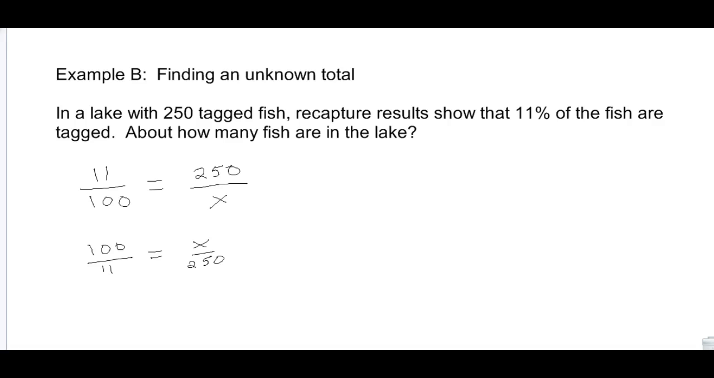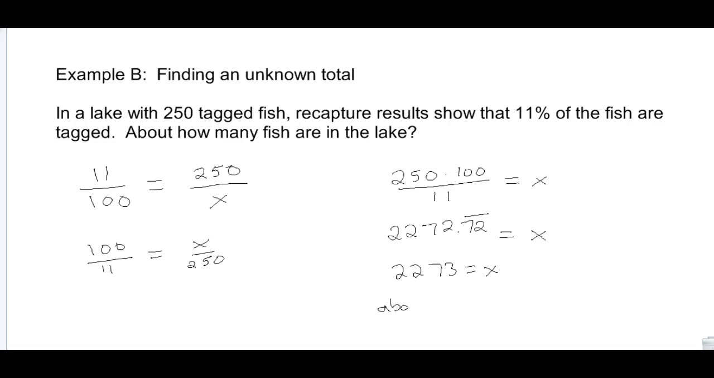Okay, so I'm going to take this and multiply by 250, and I'm actually going to write it over here because I'm running out of room. So I take 250 times 100, all divided by 11, should equal x. All right, and then you get x equals 2272.72 repeating, and that doesn't make sense. I can't have a part of a fish, so I'm going to round to the nearest fish and make it 2273 equals x. And we're going to say about 2273 fish in the lake.